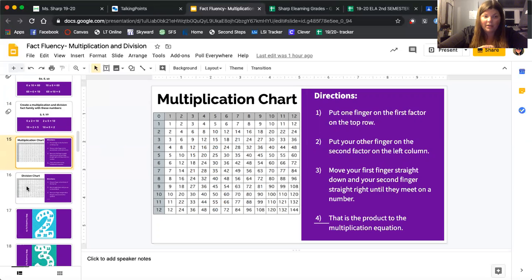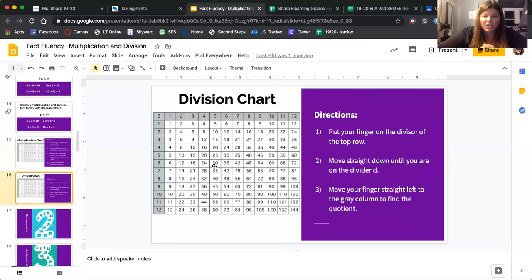This is the product. On a division chart, you put your finger at the divisor on the top row. So this only works with divisors up to 12. And you move straight down until you're on the dividend. Okay, so here's 12. If my problem is 72 divided by 12, I'm going to go over to 12 and go down until I get to 72. 72 divided by 12, I go over and it is 6.